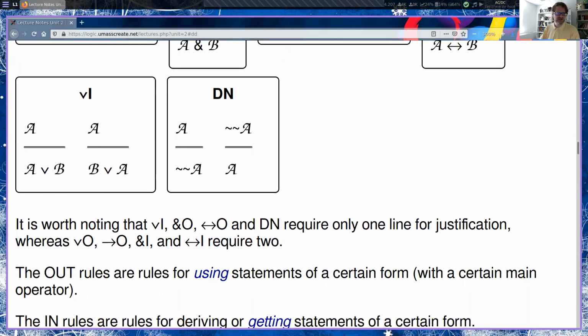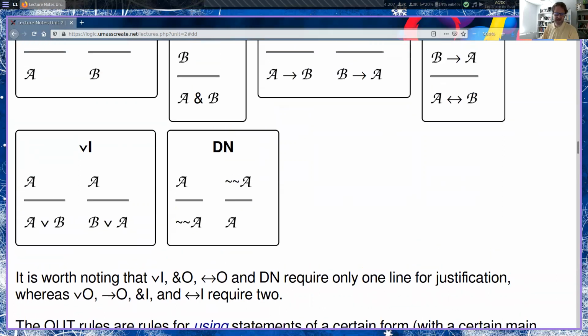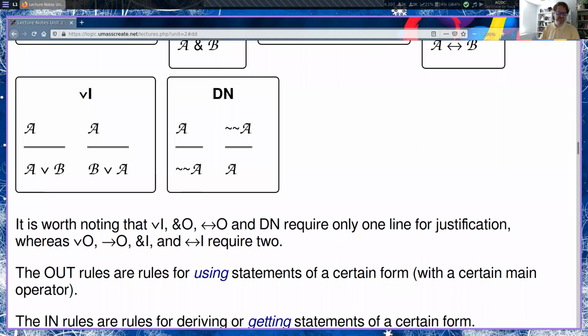There's also wedge in. If you know A, you get A or anything else, A or B. That B can be anything you want it to be. So if A is true, then A or anything else is true. If A is true, then anything else or A is true, B or A. So if you have half of an or statement, you get the whole or statement. You don't need both halves, just one of the two halves. That's wedge in.